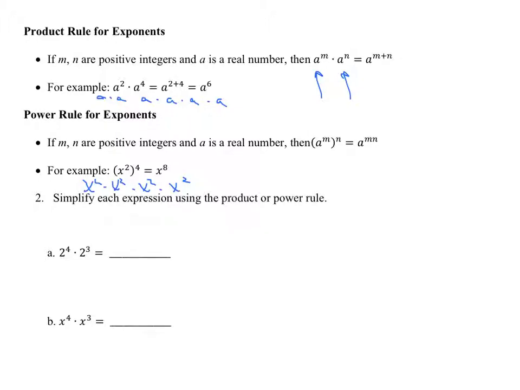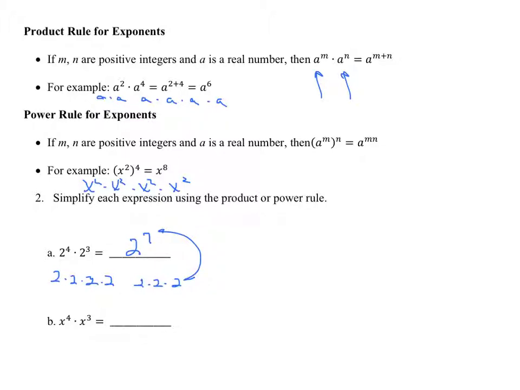Now let's simplify each. 2 to the 4th times 2 to the 3rd is going to be 2 to the 7th. Why? Well, 2 to the 4th means this. 2 to the 3rd means that. So I get 2 to the 7th. Occasionally, you might have to multiply it out, but 2 to the 7th is too many 2's to multiply out, so you're going to use 2 to the 7th.